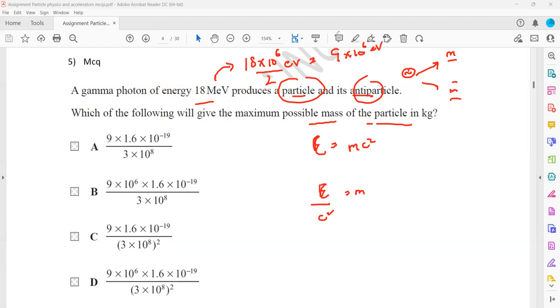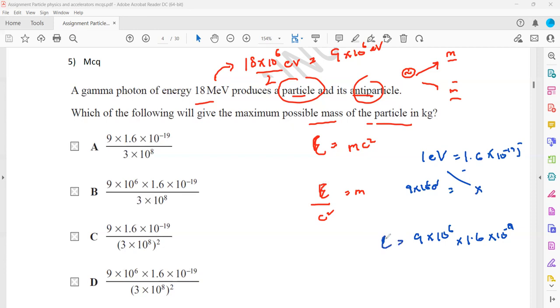And then we have to convert this into joules using the ratio, 1 electron volt equals 1.6 into 10 to the power minus 19 joules. So if we have 9 into 10 to the power 6 electron volt, this will be x joules. Cross multiply, so it will be 9 into 10 to the power 6 multiplied by 1.6 into 10 to the power minus 19. This will give us the answer of energy in joules.